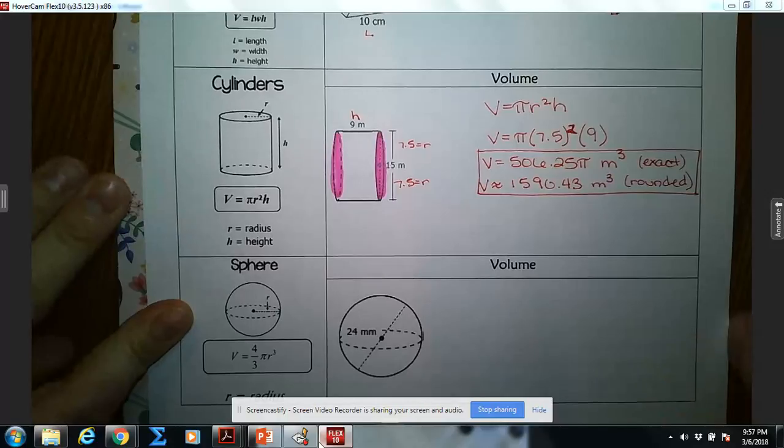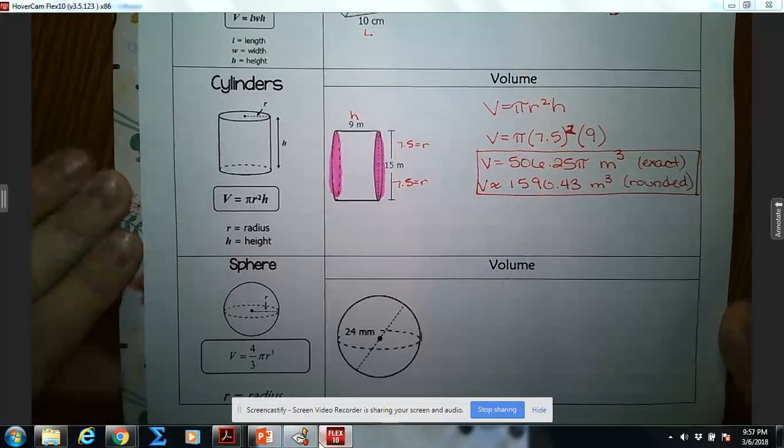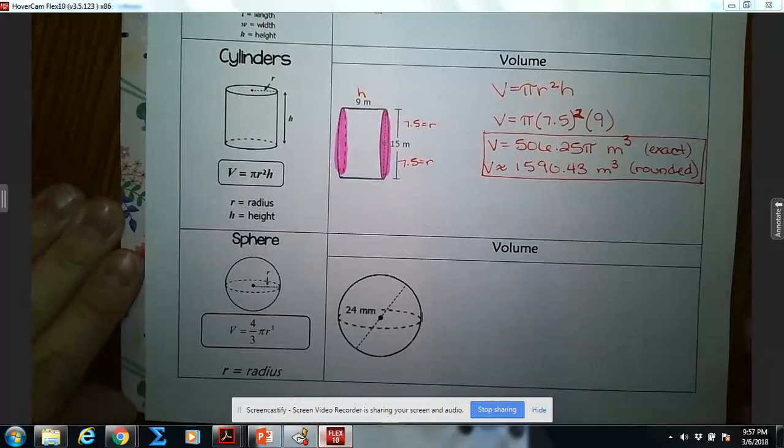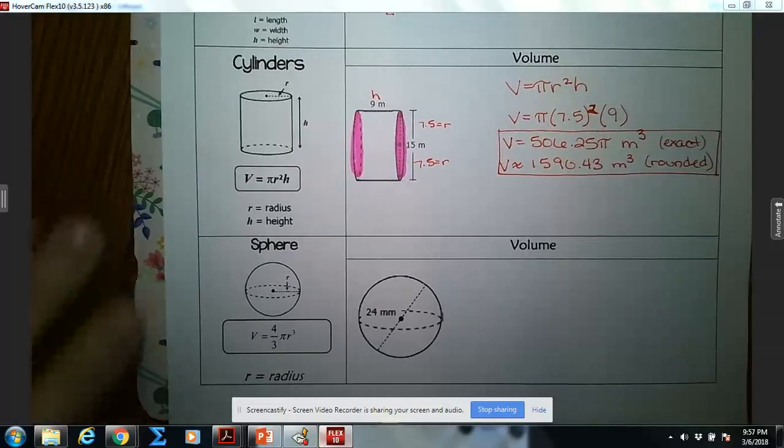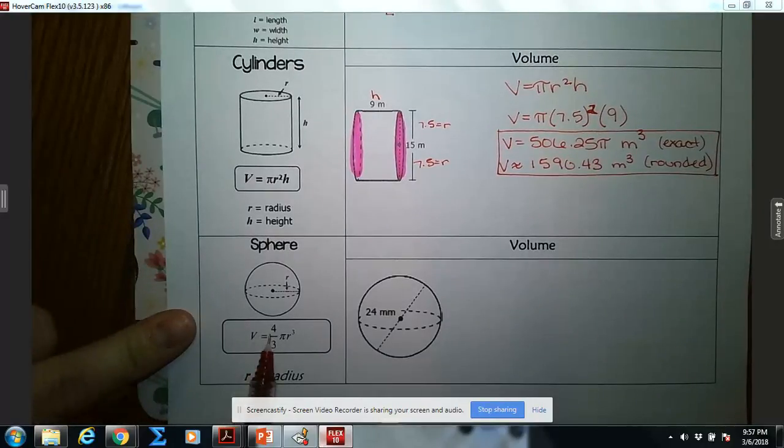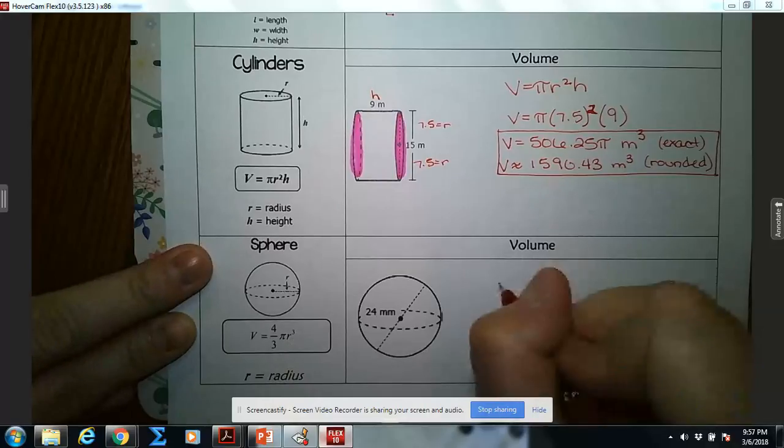We are moving right along, pretty quick now. Volume of a sphere, check out that formula. Volume is 4/3 times pi times the radius cubed. That's where we're going to get our cubic value this time: the radius cubed.